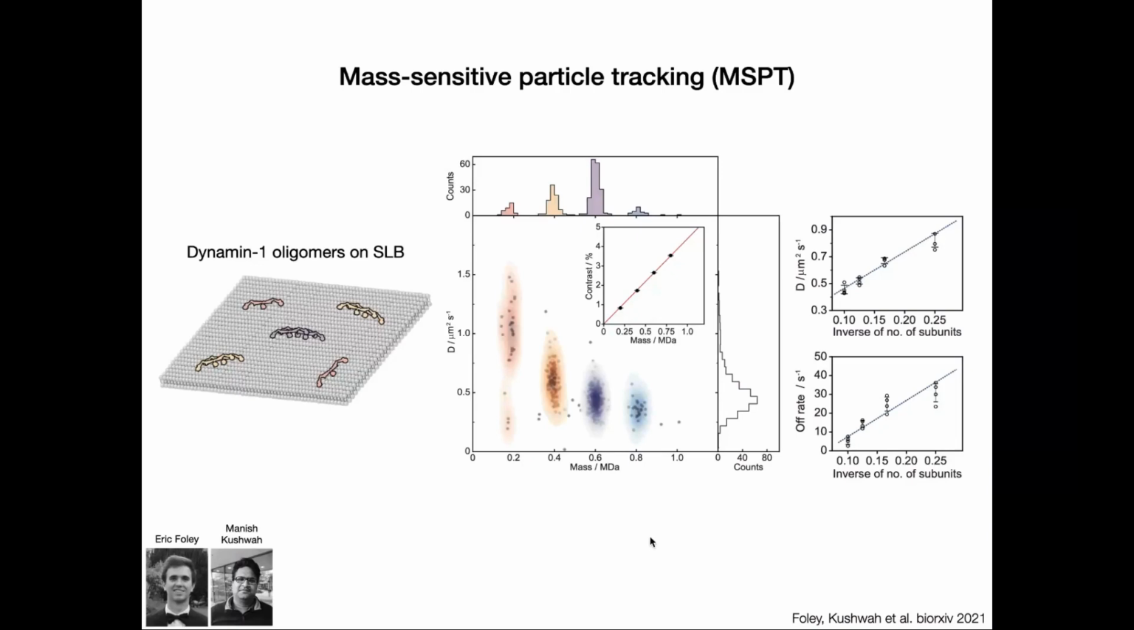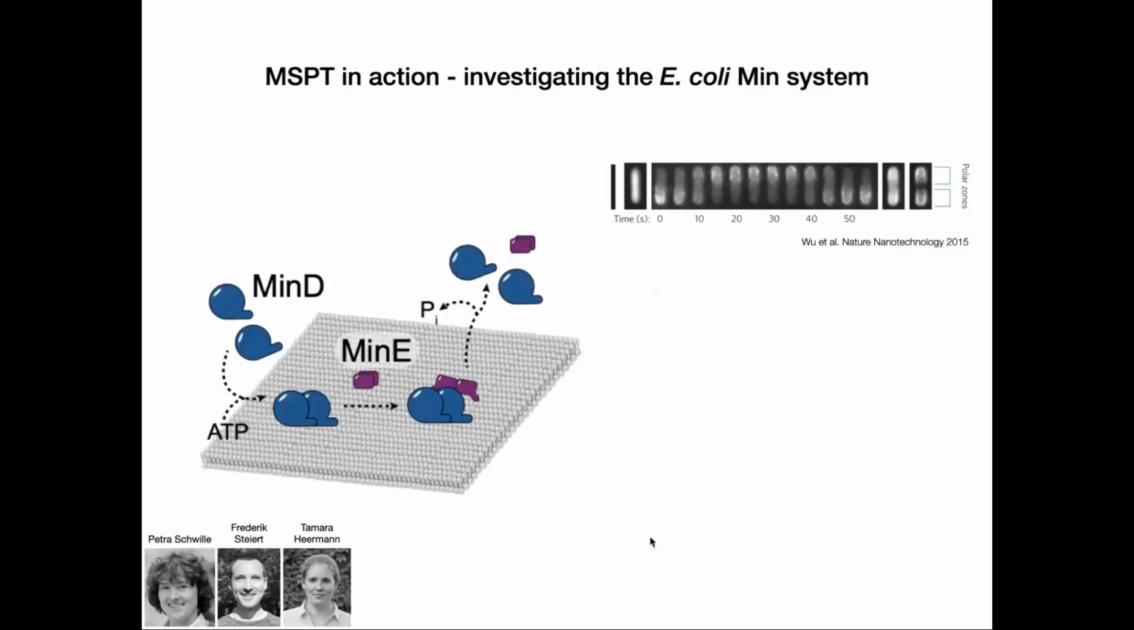Now, with these tools in hand, we thought, okay, let's try this approach on a slightly more complicated biological system. And this was when we teamed up with a group of Petra Schwille, who are experts on investigating membrane proteins in vitro. And one of their special systems that they like to look at is the E. coli min system, which in E. coli is used to coordinate the cell division cycle.